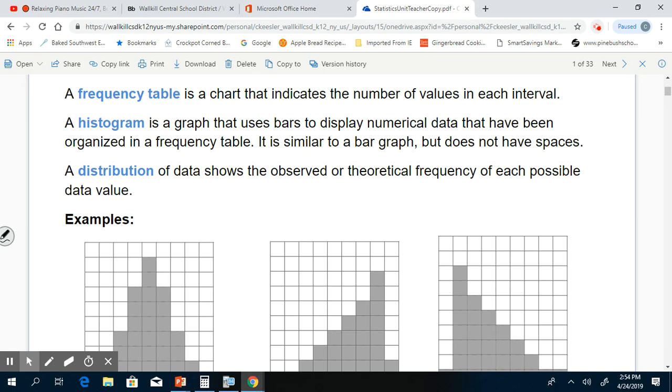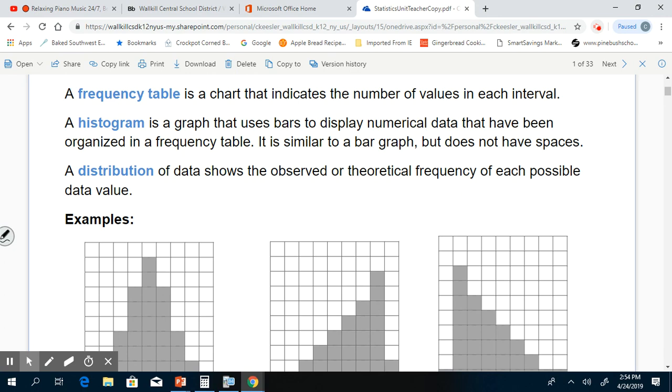If you rolled the dice, how many times you think the 2 would show up, how many times you think the 5 would show up, and so on. So you would expect, if you're looking at a die, that since it's got 6 sides, it would be 1 out of 6 for each of the numbers. That's theoretical. Observed is when you actually do it and you figure out how many times it shows up.